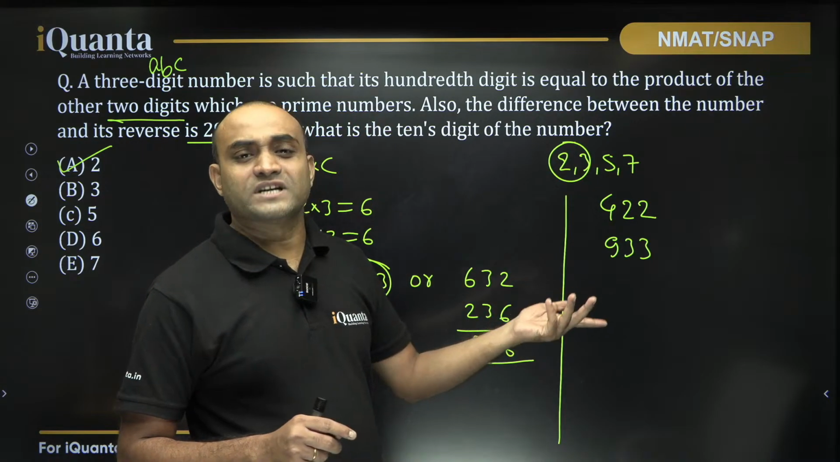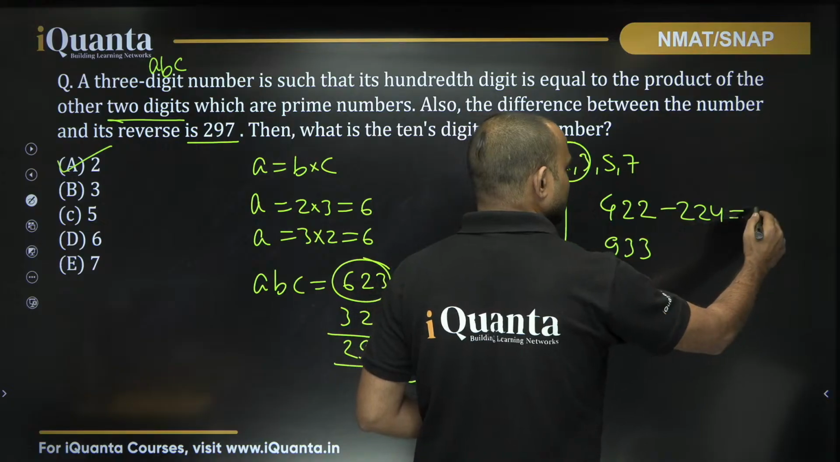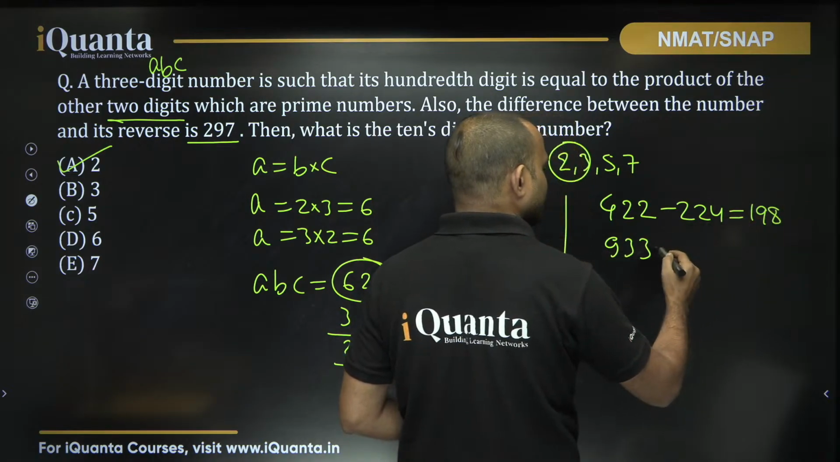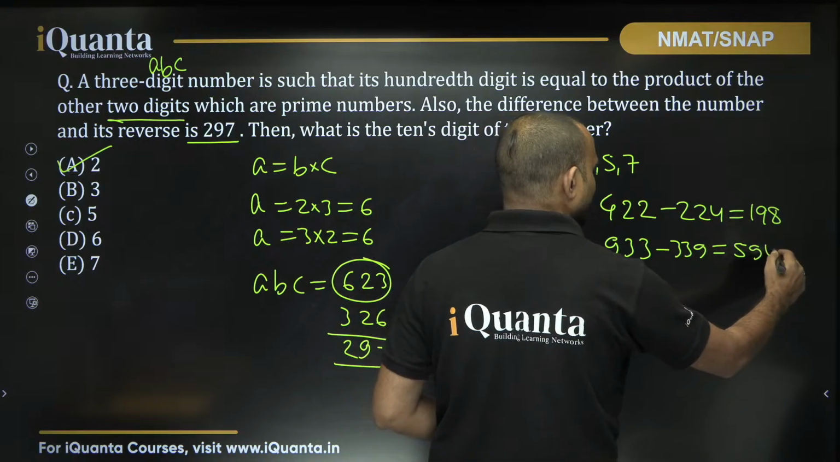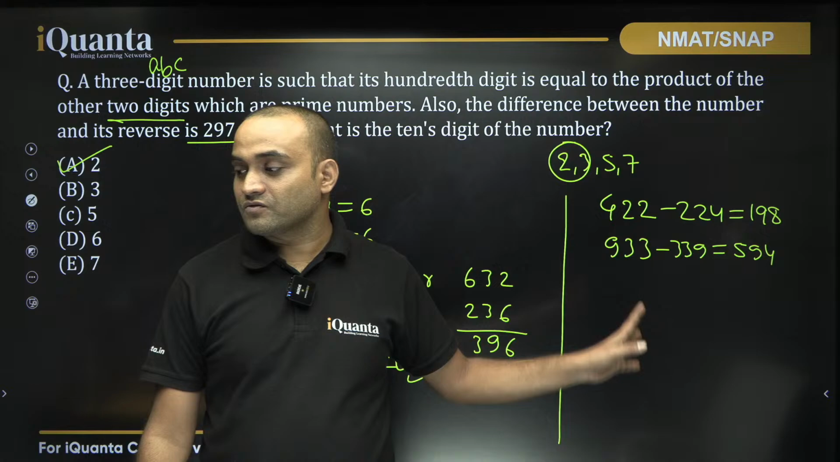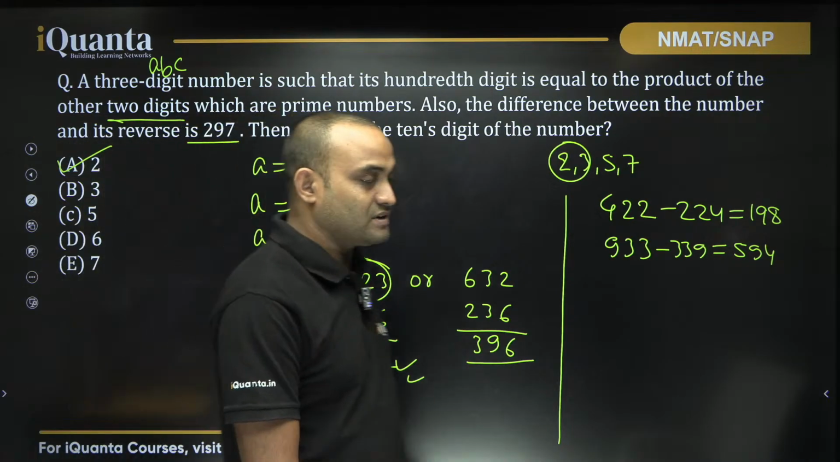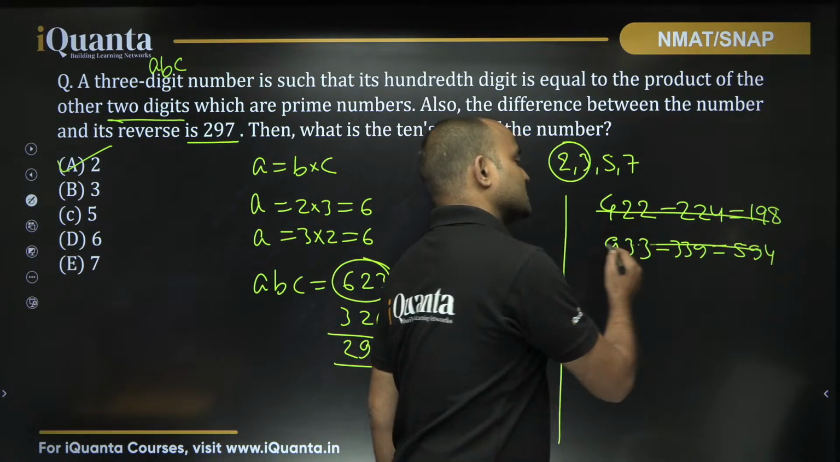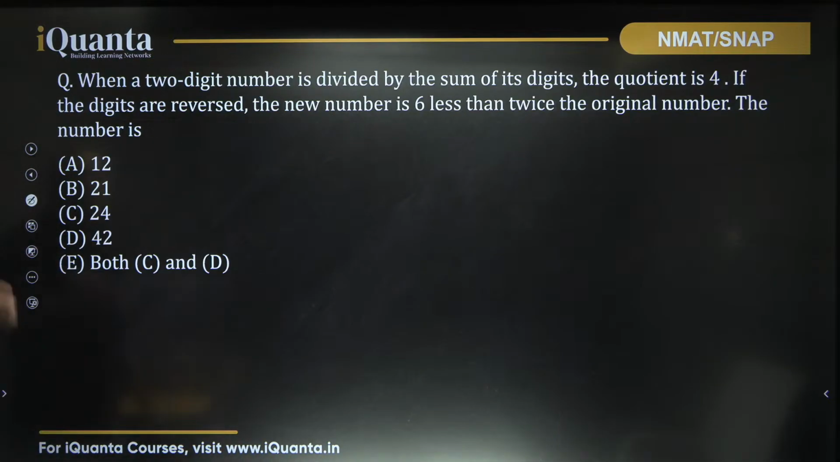But it won't satisfy the condition, because if you take the reverse of 422, 224, the difference is 198. If you take the reverse of 933, then it will be 594, right? So these do not work anyway. 422, 623, 632, 933. Yes, the difference is not 297. So ये हम consider नहीं करेंगे. बहुत अच्छे, ठीक है. Let's go to the next question.